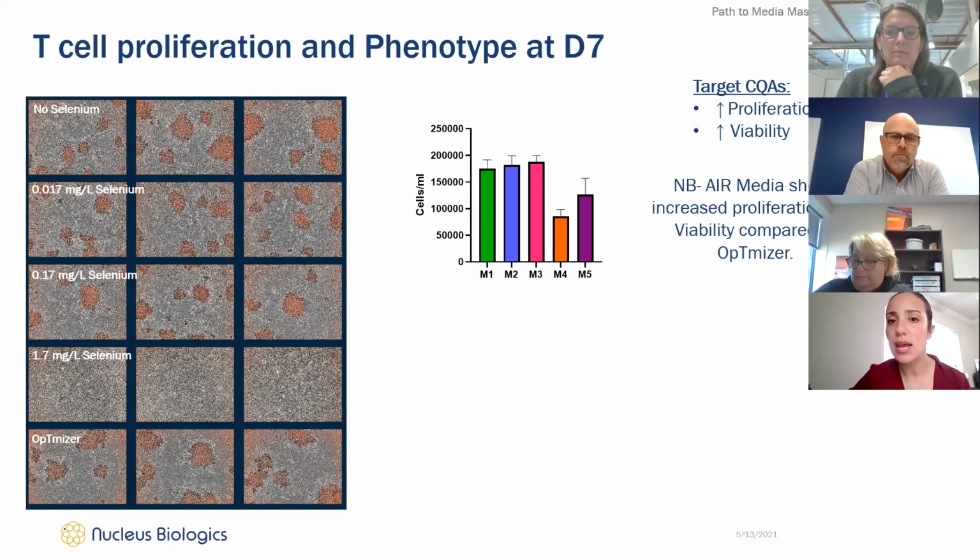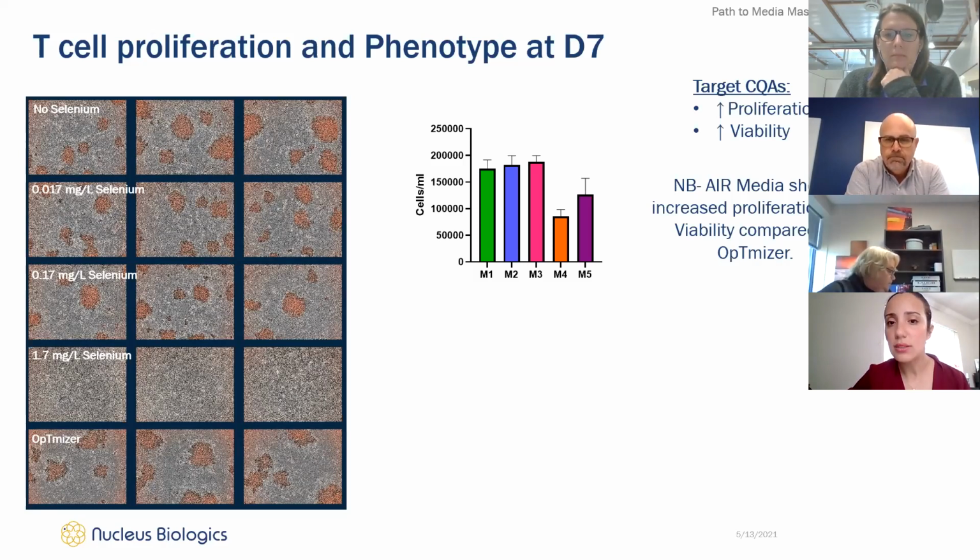As you can see, the T cells are able to proliferate in media 1 that doesn't have selenium, and media 2 and media 3, the ones that have low and medium selenium respectively. But when we increase the level of selenium to 1.7 milligram per liter, the cells are not proliferating that much, and we can see this here on the IncuCyte capture. So using NBR media allowed me to improve cell proliferation and cell viability.